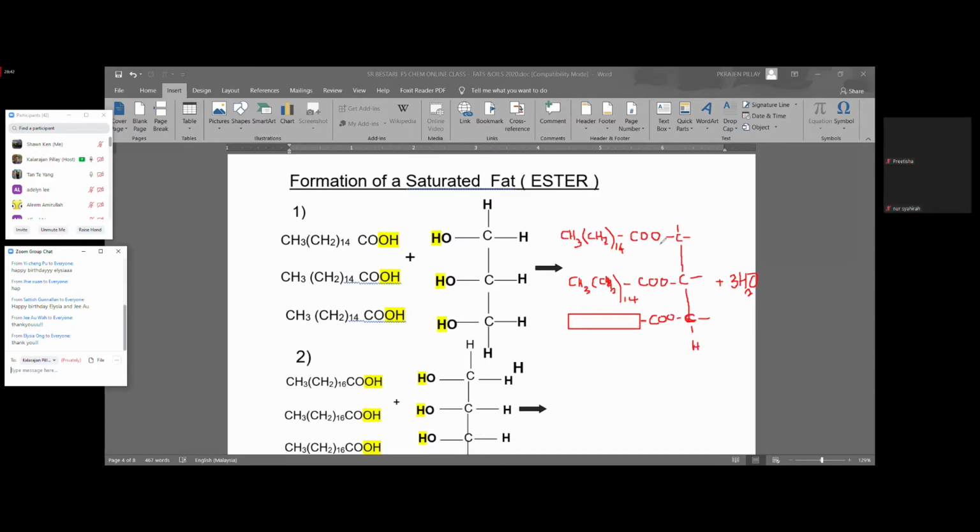All right? This whole thing, so note down here, this is a saturated fat. Short form, saturated fat. Here we have saturated fatty acid combining with 1 molecule of glycerol. So you have a saturated fat.